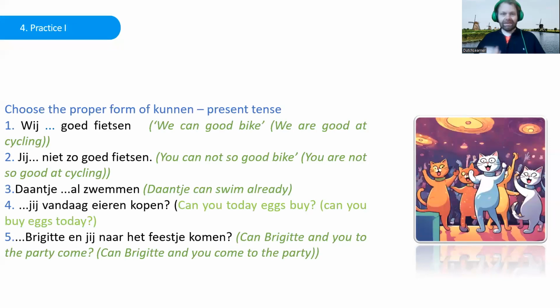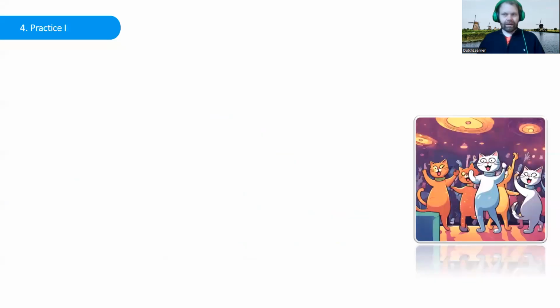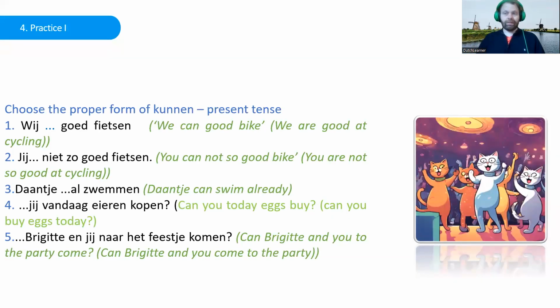And let us practice. So here are some example sentences. And let's try to use our mind to fill in the proper form of kunnen. Remember? It was this slide. Leave it here for a few more seconds. And okay, good luck. I will give you the answers now.